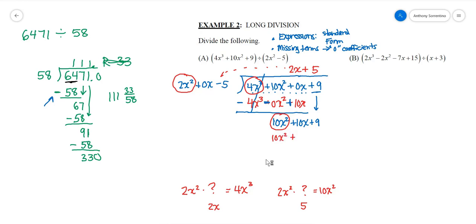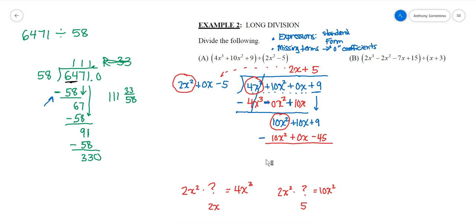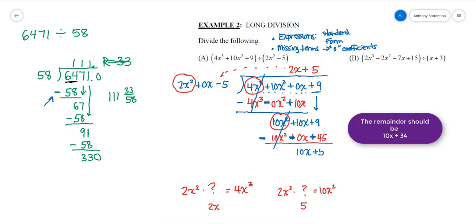5 times 0x is 0x still. 5 times negative 5 is a minus 25. I would subtract. Again, when I subtract, it has to be distributed, so that's going to become a minus. This is going to become a minus. This is going to become a plus. These cancel, they should. 10x minus 0x is 10x. 9 plus 45 is 54. So I could just state that the answer is 2x plus 5 and the remainder is 10x plus 54.